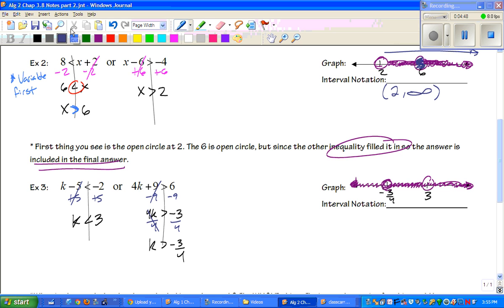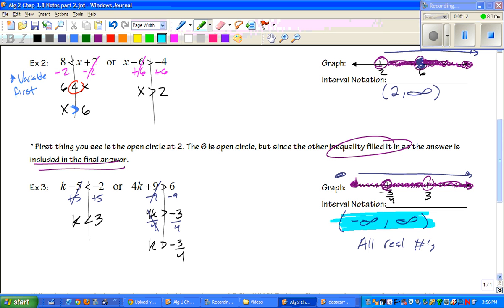That's weird. How are we going to write that in interval notation? Well, we start over here, and that's -infinity, and we go all the way to +infinity. So that's how we would write that. You could also see that written as all real numbers, okay? But when you're writing it in interval notation, this is how you say it.